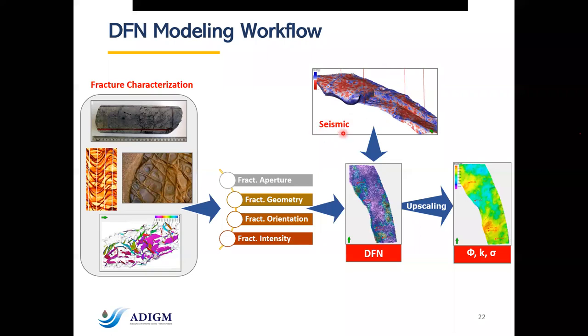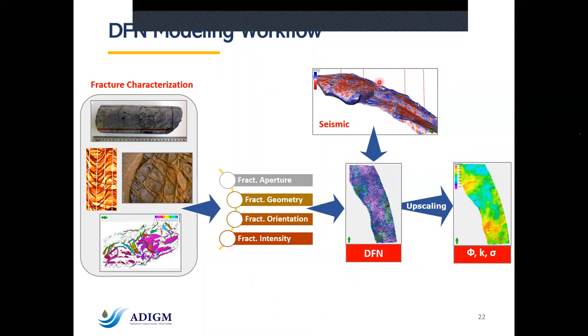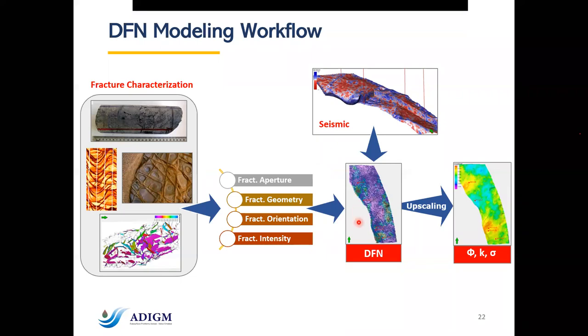The seismic, this may not be correct, but this is supposed to be the fracture driver that can also be derived from the seismic or from geological concepts. By combining the fracture driver and these properties, you can generate the DFN into the model. But this DFN cannot be used in the simulation, so we need to upscale it into properties. We need to transform the planar objects into grids, which for some geologists is like a nightmare, but that's how it works. By doing upscaling, we can get the porosity, permeability, and sigma, or shape factor.